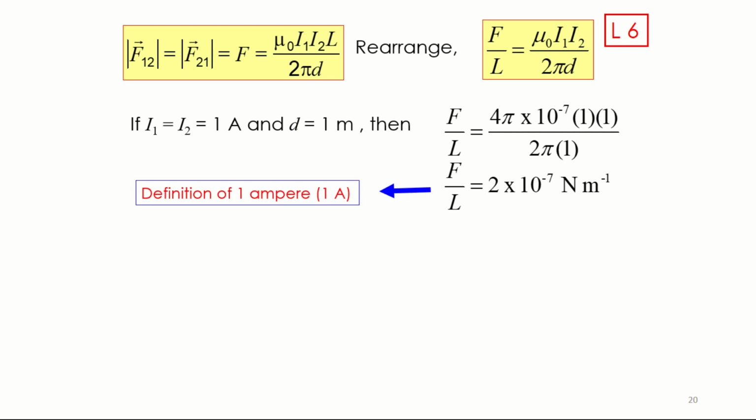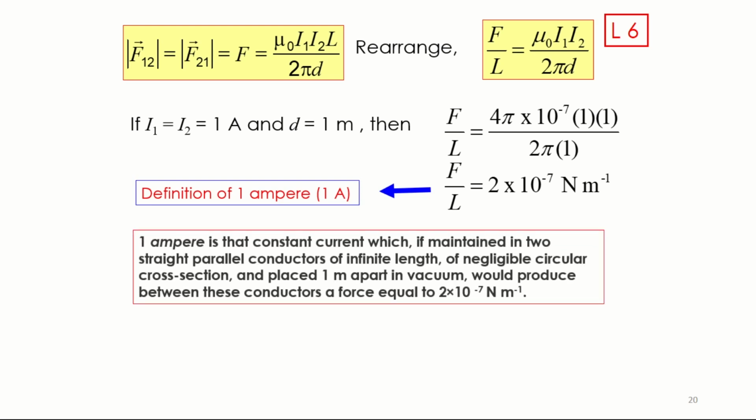We call it the definition of 1 ampere. So 1 ampere is that constant current which, if maintained in two straight parallel conductors of infinite length and negligible circular cross-section, placed 1 meter apart in vacuum, would produce between these conductors a force equal to 2 times 10 to the power of negative 7 newton per meter. So 1 ampere is the flow of 1 coulomb per second.